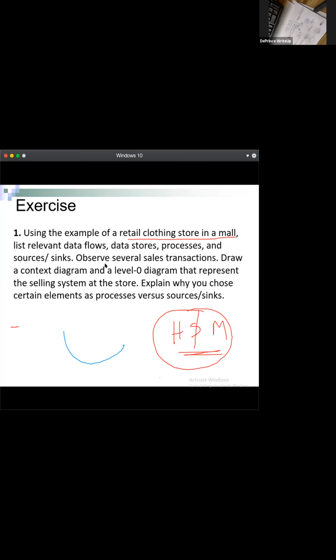Do you understand my question? Do you understand the exercise? If you don't, let me know, I will explain again. Do you understand the exercise? Hello, nobody is saying anything. Do you understand the exercise? Okay, good. So start. You have 5 minutes.